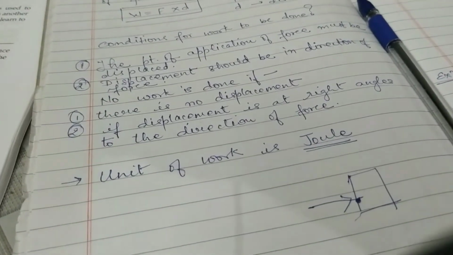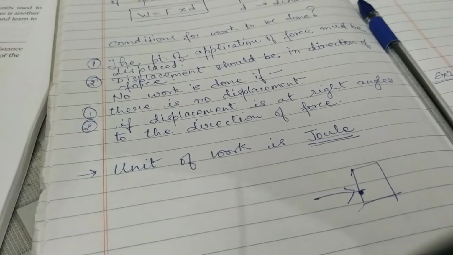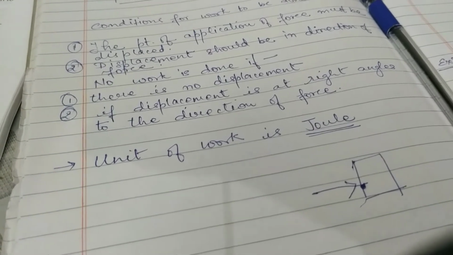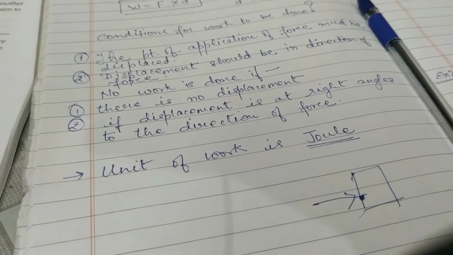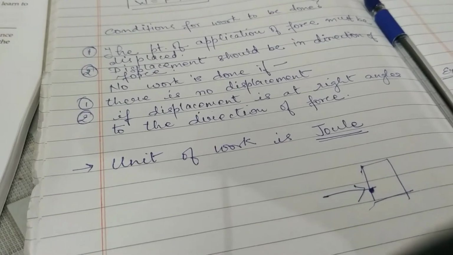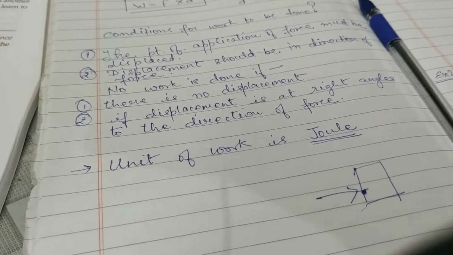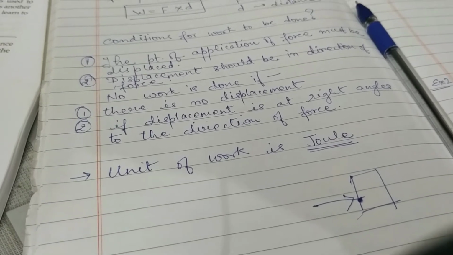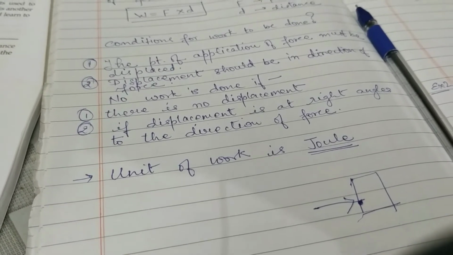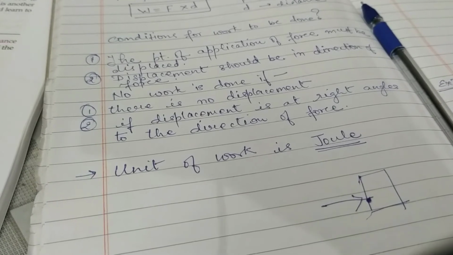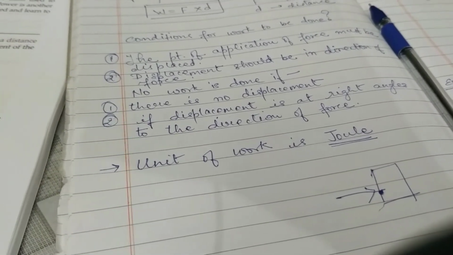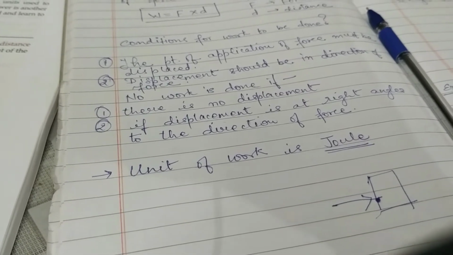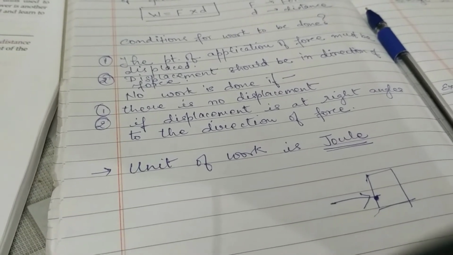And when will we say that no work is done? When there is no displacement, and if the displacement is at right angles to the direction of force. Understood? The displacement is at right angles to the direction of force. So these are the two conditions. We will discuss it in a while. So first let us discuss the unit of work. This you have already studied, that the unit of work is joule.